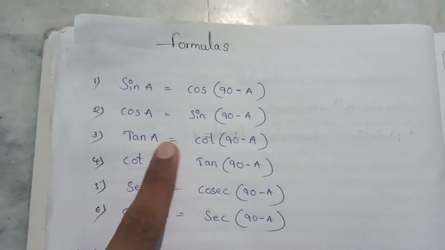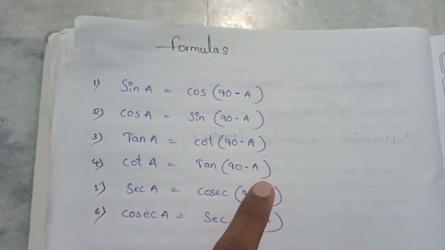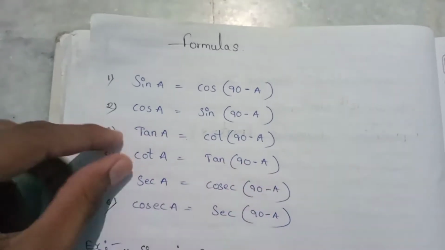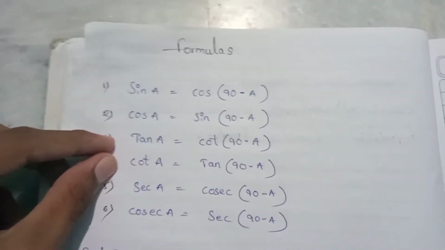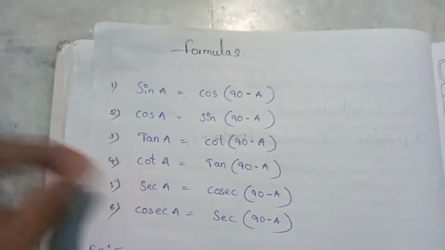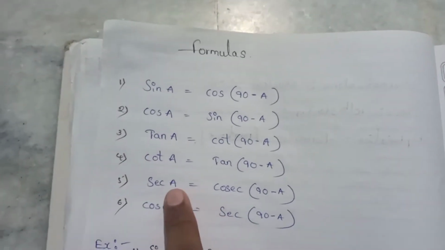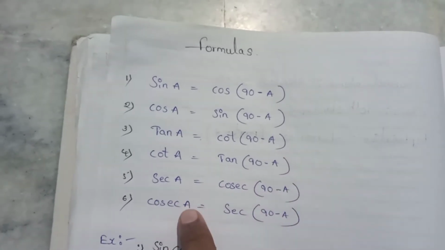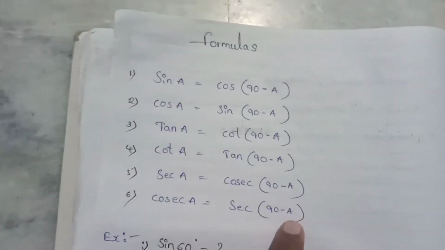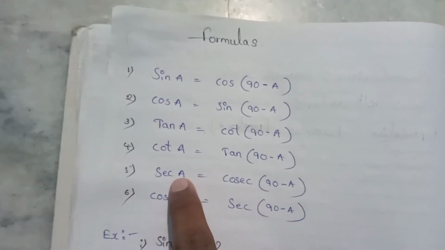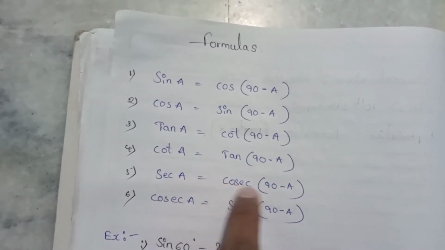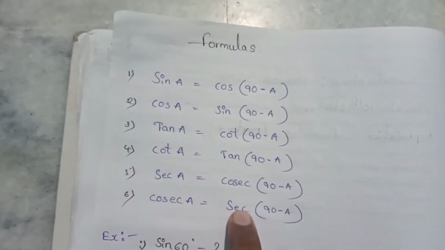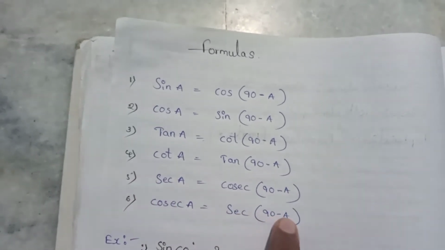Next, tan A is equal to cot(90 minus A). Next, cot A is equal to tan(90 minus A). So tan and cot are related. Next, sec and cosec are also related here. Sec A is equal to cosec(90 minus A), and cosec A is equal to sec(90 minus A). When it is sec A, it is cosec(90 minus A); when it is cosec A, it is sec(90 minus A).